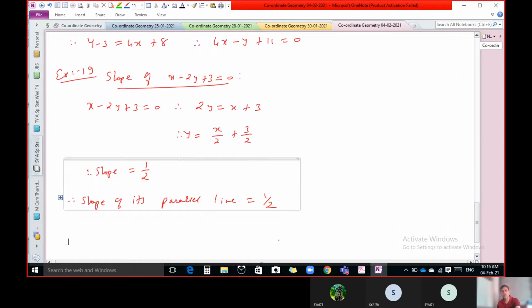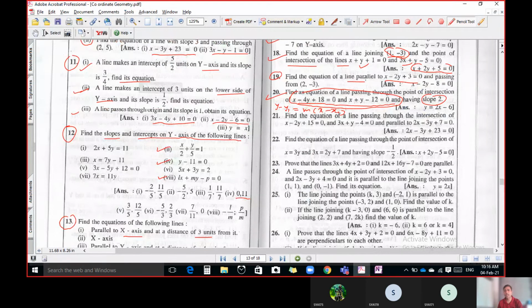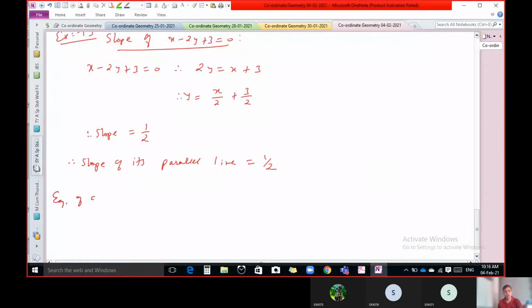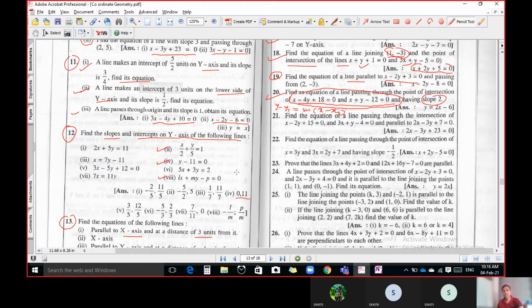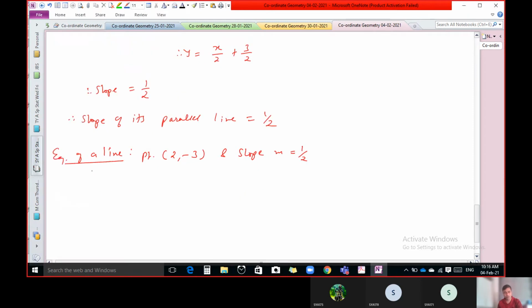So now one thing is given: slope 1 upon 2. Now find the equation of a line parallel to this. That means we know the slope and it is passing through (2, -3). So for the equation of a line, the point is given (2, -3) and the slope m is given 1 by 2. So use the formula. Which formula do we have to use? y minus y1 is equal to m into x minus x1.